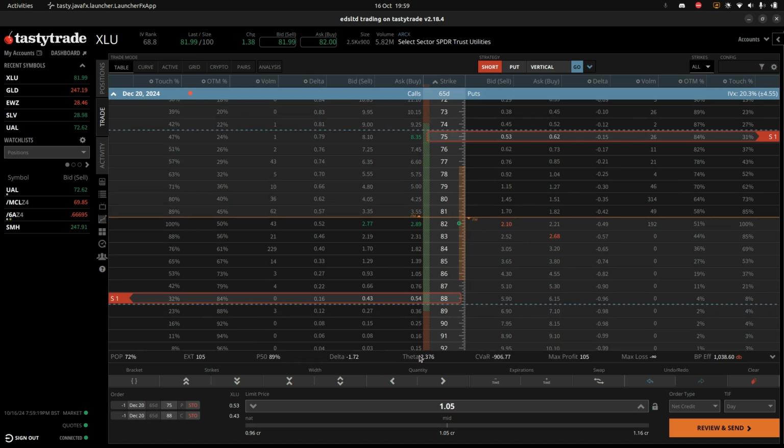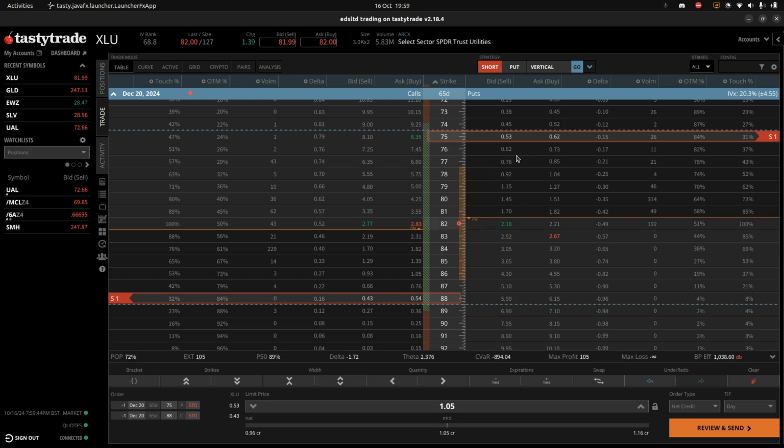And this green bar here shows you our break even, and our break evens extend past our strikes because we are collecting a premium. This is the premium down here below that we are collecting. So our break evens would be on either side. For the call side, it would be 88 plus 1.05, and on the put side, it would be 75 minus 1.05. Hence why our break even points extend past our strikes.